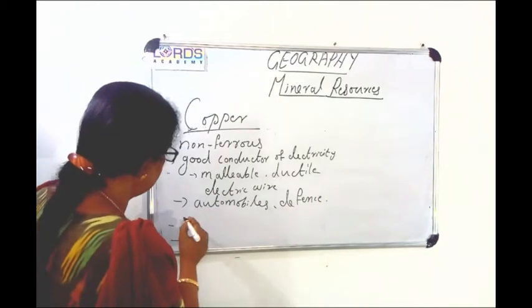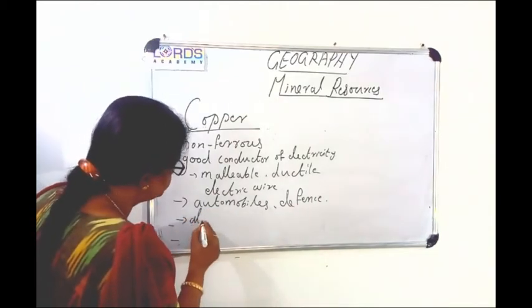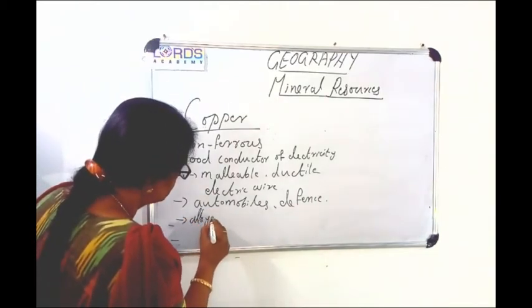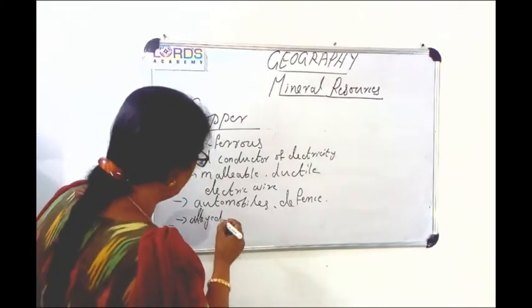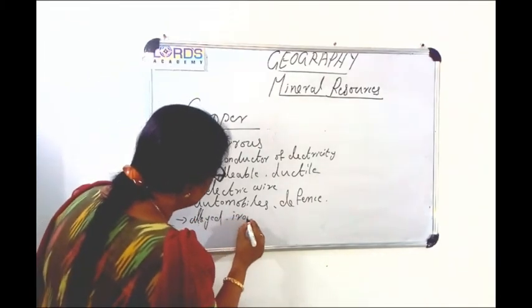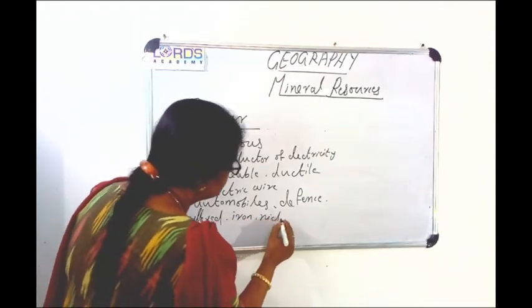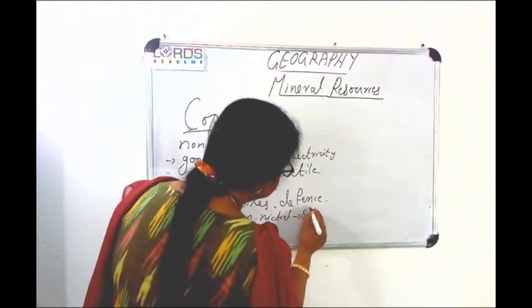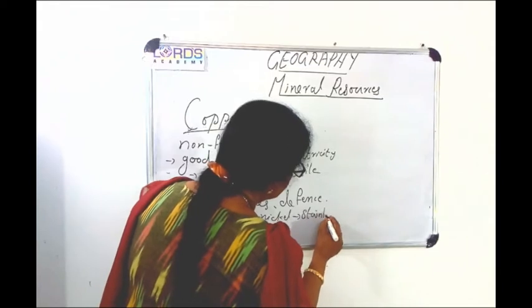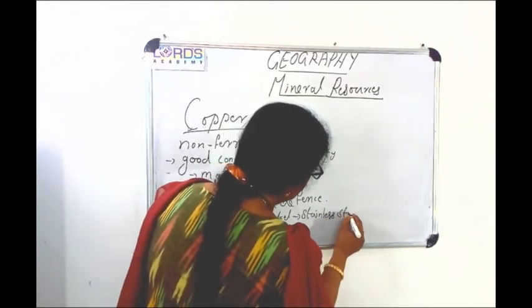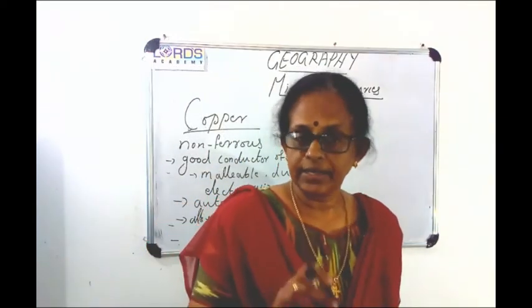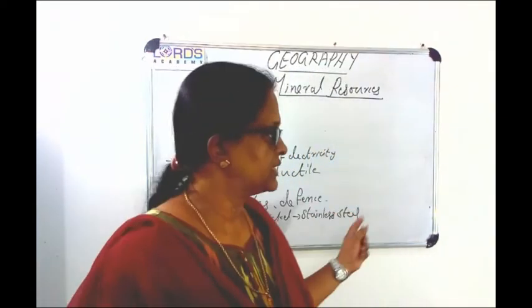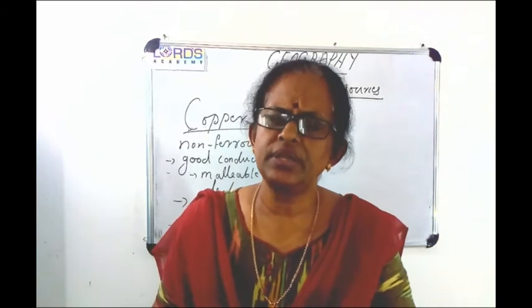Alloyed with what? Here they are saying iron and nickel. Alloyed with the iron and nickel, then we will get stainless steel. Clear? When we alloy with iron and nickel, we will get stainless steel. It is used to make many steel vessels.